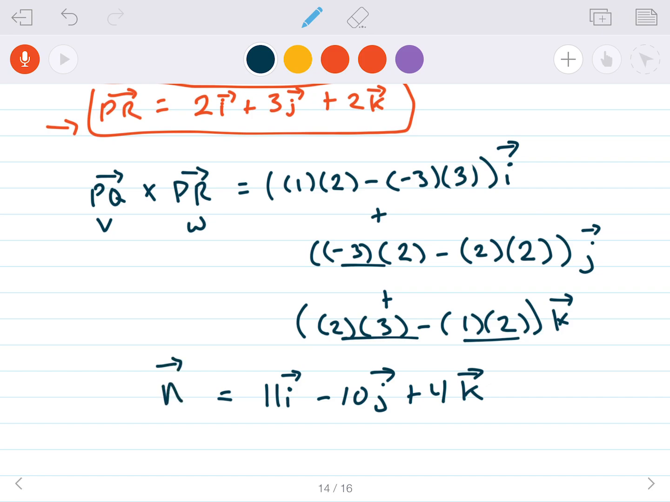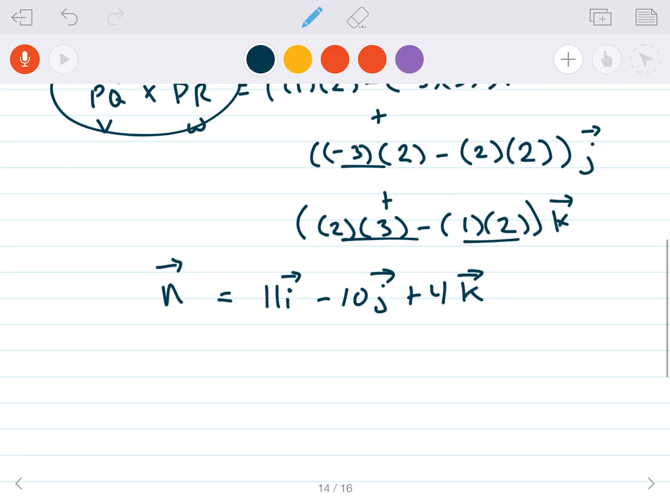Because it's going to be perpendicular to any of the displacement vectors on the plane, right? We found that by finding the cross product of two displacement vectors. So that's our normal vector, and so we have A is equal to 11, B is equal to negative 10, and C is equal to 4.